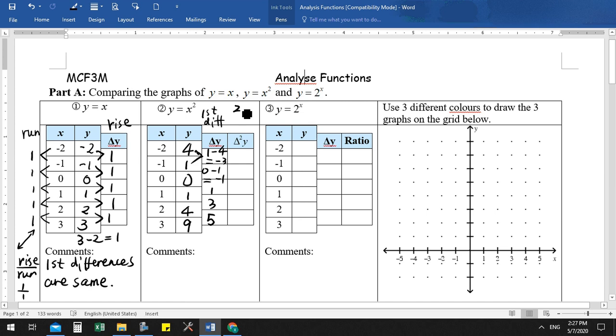Then we want to see the second differences. The second differences means subtract the first differences. So from -3 to -1 is -1 minus -3, which gives you +2. And from -1 to 1 is up 2, 1 to 3 up 2, 3 to 5 up 2. So you will see for a quadratic function, the second differences are the same.